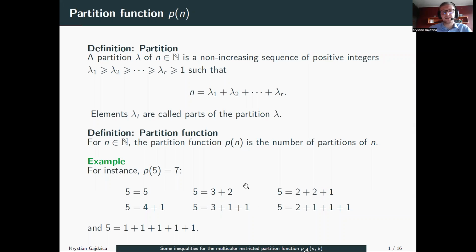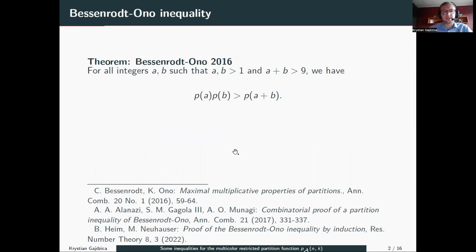Good. So the first part of my talk is devoted to the Bessenrodt-Ono inequality. Namely, in 2016, Bessenrodt and Ono showed that the partition function satisfies the following inequality for all positive integers a and b, which satisfy the following condition.